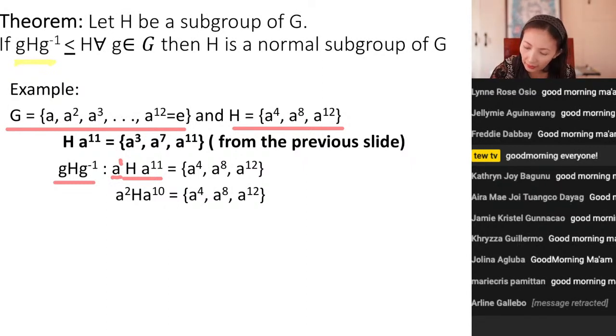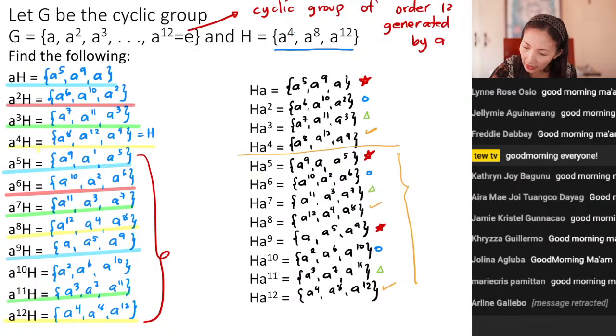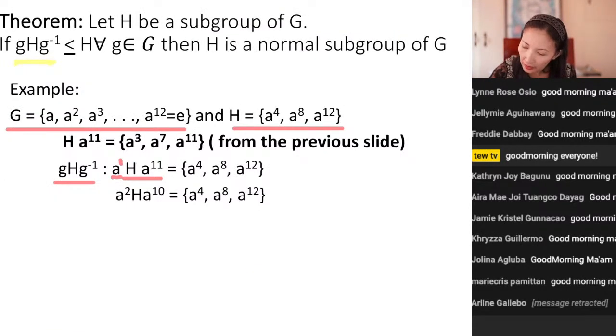So, let's check. H a to the 11 from our previous slide. Where is H a to the 11? Let's underline or encircle it. Let's get H a to the 11. Take note, H a to the 11: a cubed, a to the 7, a to the 11. Let's check on the condition.